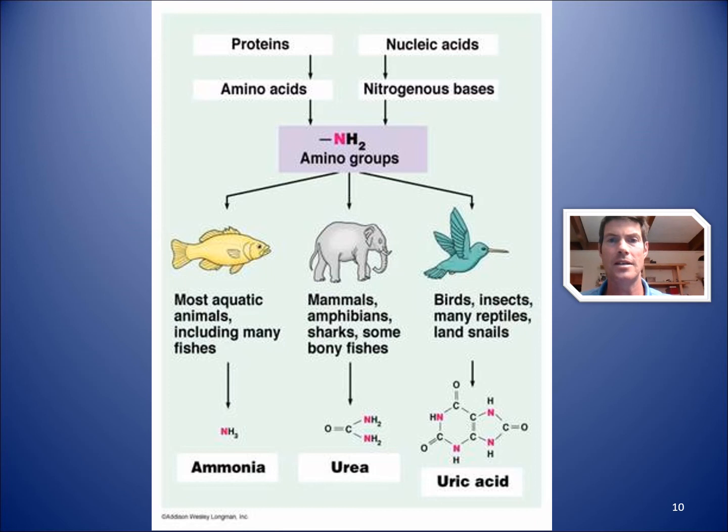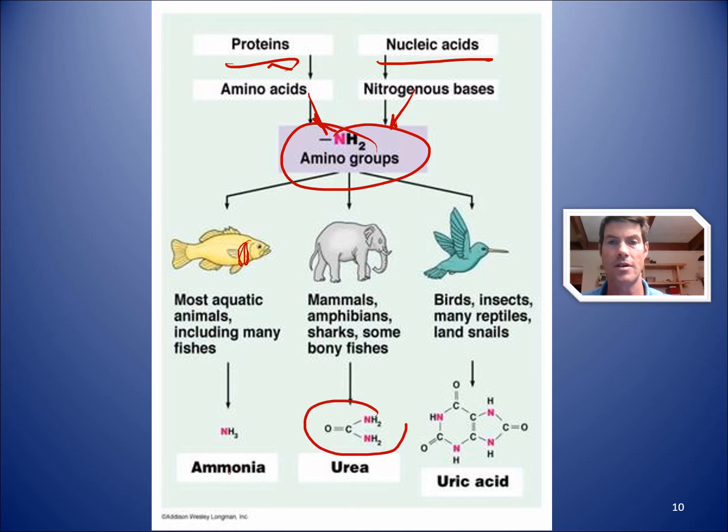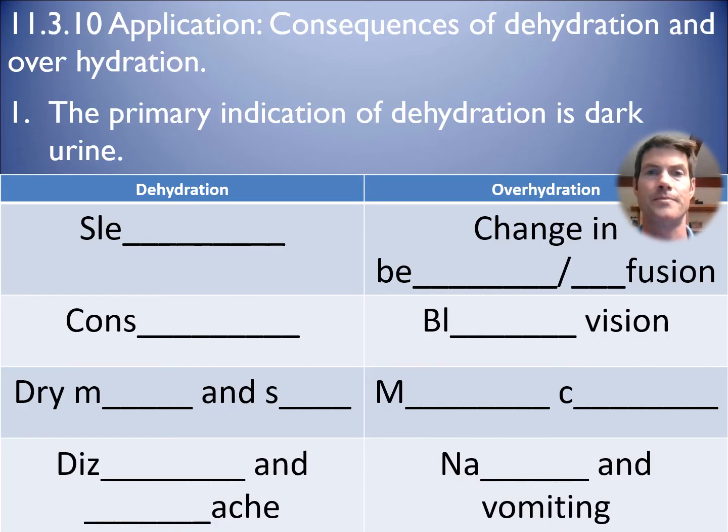And here we go, a nice little summary. Remember we talked about proteins and nucleic acids making these nitrogenous wastes. In fishes, ammonia goes right out the gills, no sweat. Mammals, we convert it to urea and pee it out, and birds and some reptiles convert it to uric acid.